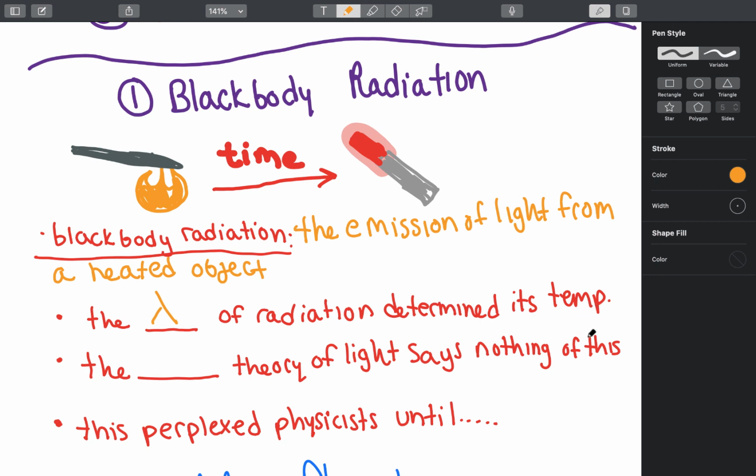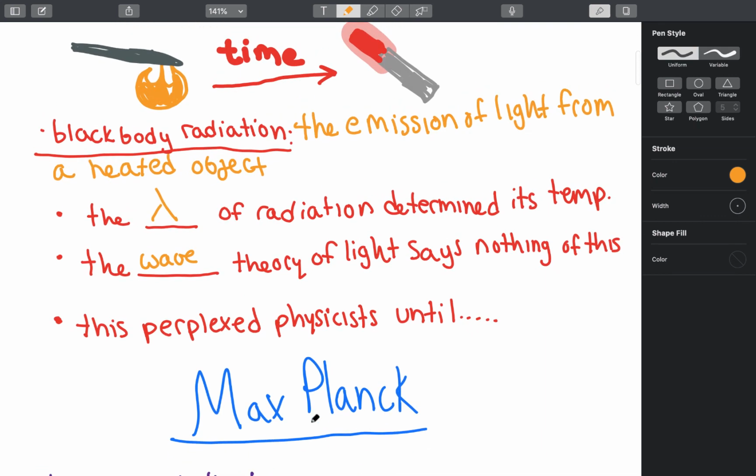However, they did not know how wavelength determined temperature. And the wave theory of light says nothing of this. So basically, physicists noticed that different wavelengths produce different temperatures, and the wave theory of light says nothing about this. So this perplexed physicists for a long, long time. And they did not figure it out until a man named Max Planck came around.